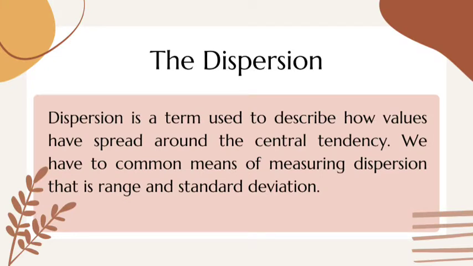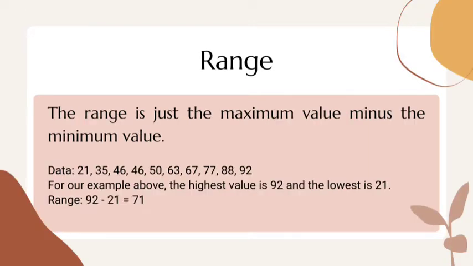Lastly, we have the dispersion. Dispersion is a term used to describe how values are spread around the central tendency. So we have here the two common means of measuring dispersion, and that is the range and the standard deviation. The range is just the maximum value minus the minimum value. For example, the highest value is 92 and the lowest value is 21. So the range is 92 minus 21, which is equal to 71. So our range is 71.